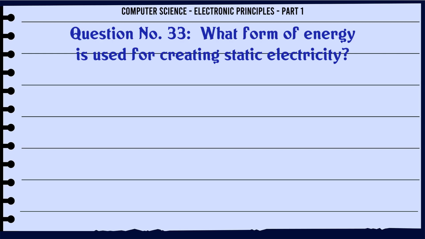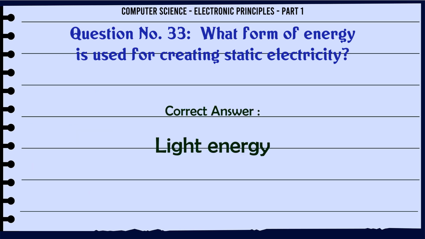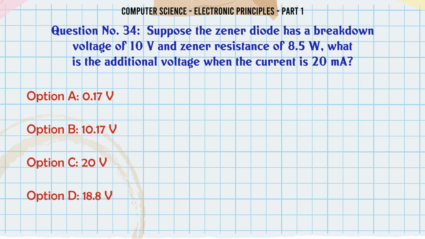What form of energy is used for creating static electricity? A. Solar energy. B. Mechanical energy. C. Chemical energy. D. Light energy. The correct answer is light energy. Suppose the zener diode has a breakdown voltage of 10 V and zener resistance of 8.5 ohms.